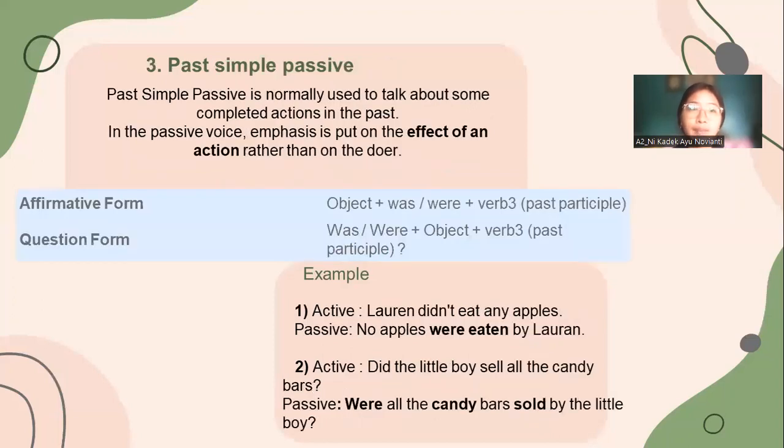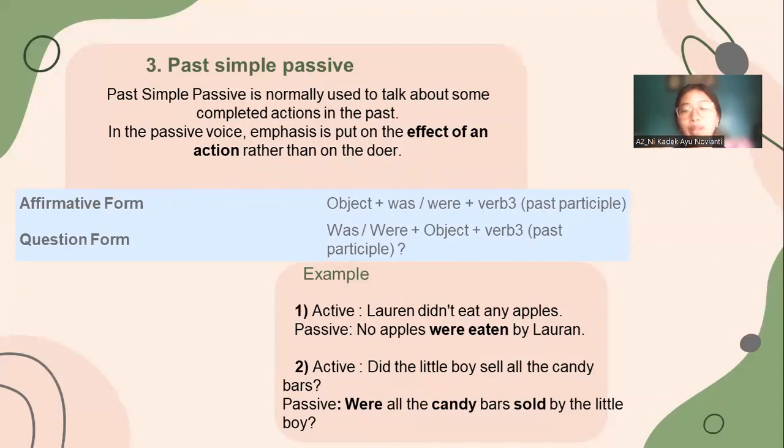Okay, the next is past simple passive. Past simple passive is normally used to talk about some complete action in the past. In the passive voice, emphasis is put on the effect of an action rather than on the doer. Okay, this is the formula. The first is the affirmative form and the question form.